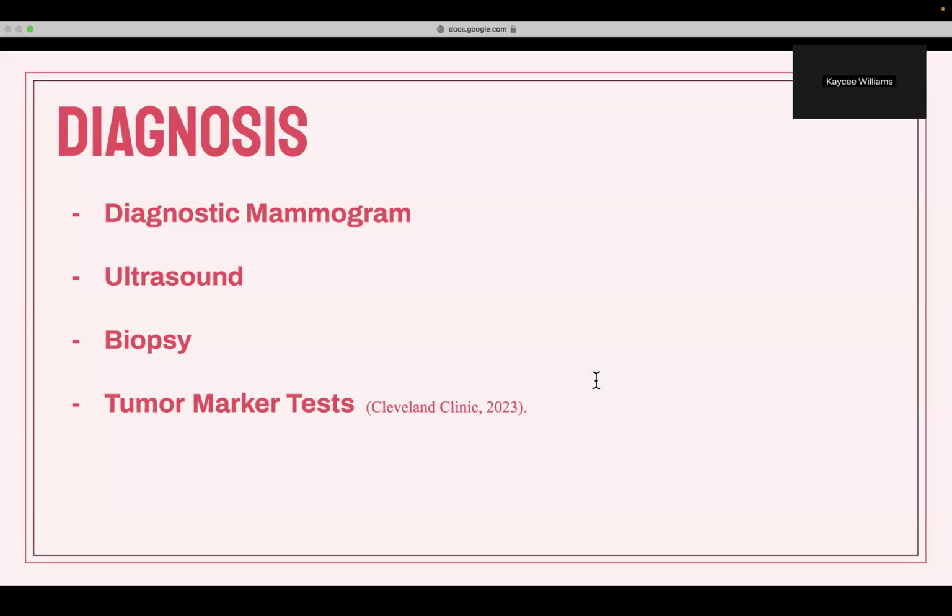The diagnosis of breast cancer can be made through a number of things, but we're going to hit about four of them today. One of them is a diagnostic mammogram. Like I mentioned, mammograms can be routine, but when it comes to diagnosing a patient, the diagnostic mammogram is a little bit different. The images are more diverse in angles and more detailed in quality. So that's why they're used for the diagnosis.